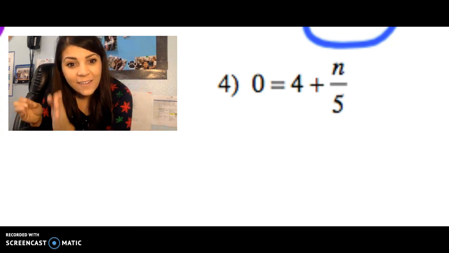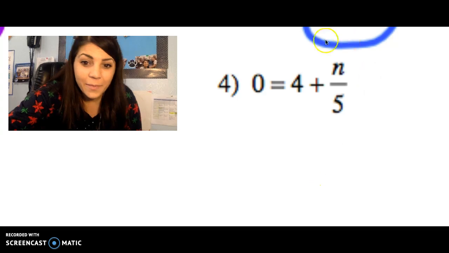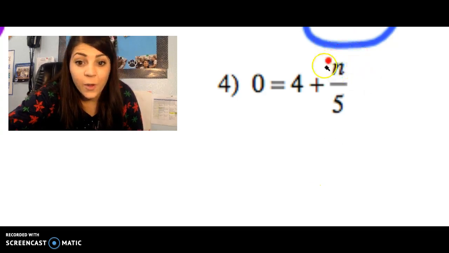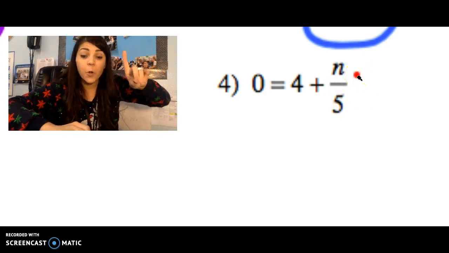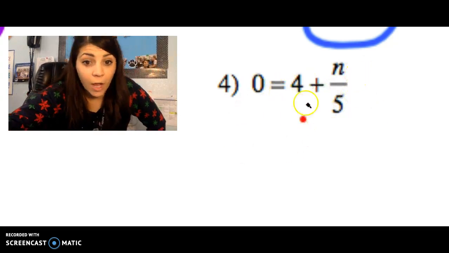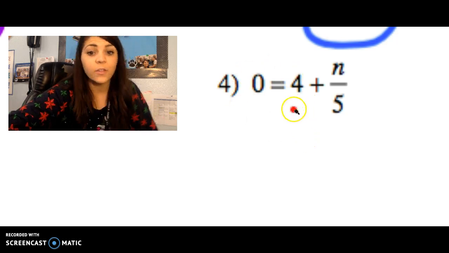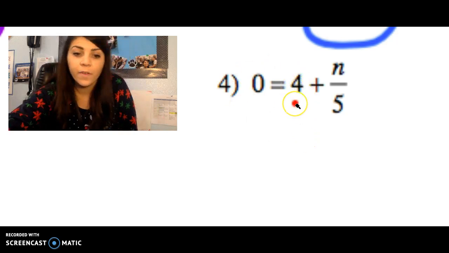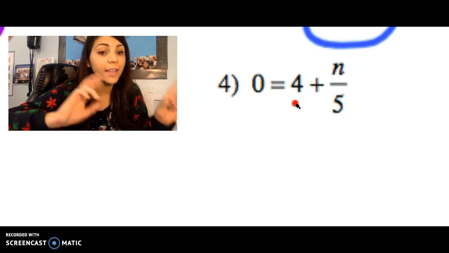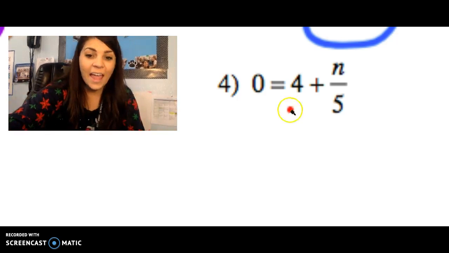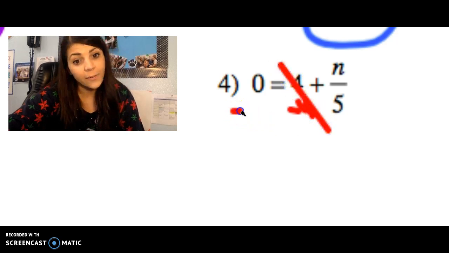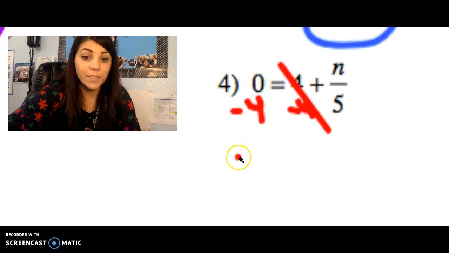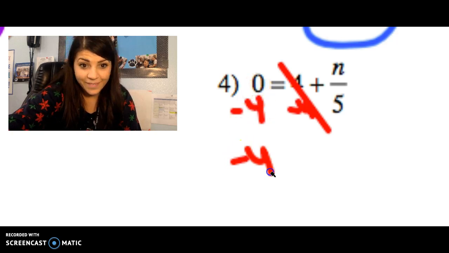We've got to get the variable right here, n over 5, and we've got to get that isolated. But first, we've got to get rid of all the other drama happening in this problem, right? There's some drama happening with the 4, so we've got to combine like scrubs or combine like terms, whatever you call it. And we're going to get rid of this 4 over here. Whoop. I'm going to get rid of this 4 over there. And when I subtract 4 from 0, I'm going to end up with negative 4.